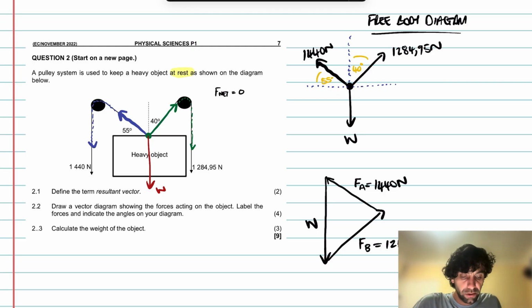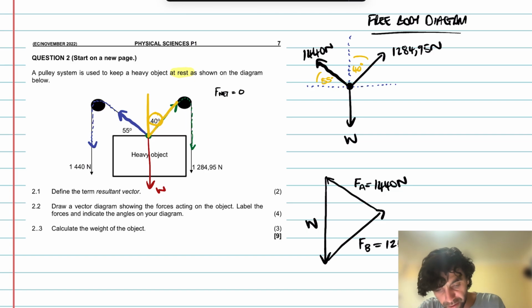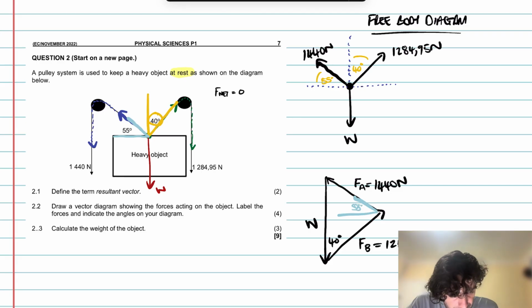The last thing we need to do is ensure that we are putting in our angles. I see that the question is out of 4 marks, so we can put our angles in. This one over here, as you can see, correlates with this part of our triangle over here. So we know that this angle is going to be 40 degrees. And then we have this 55 degrees. Now this one may look a little bit weird. 55 degrees is kind of coming off here.